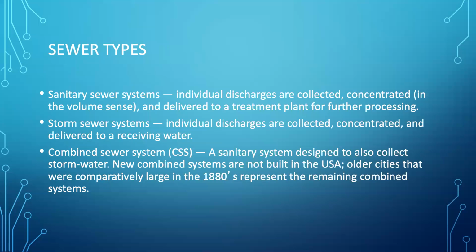So sanitary sewer systems, in these, the individual discharges are collected, concentrated, and delivered to a treatment plant for further processing. Storm sewer systems, the individual discharges are collected, concentrated, and delivered to a receiving water. So those two designations are practically identical with the exception of this intervening treatment plant that gets in the way of the sanitary sewer system. Then a combined sewer system is a sanitary sewer system that's designed to also collect and convey stormwater.